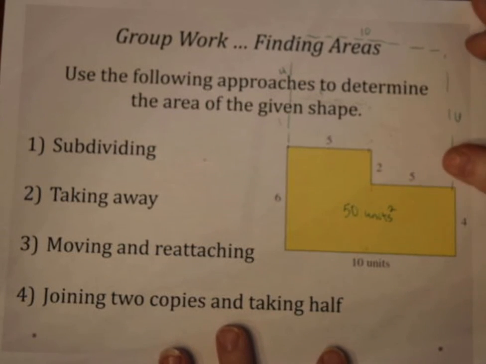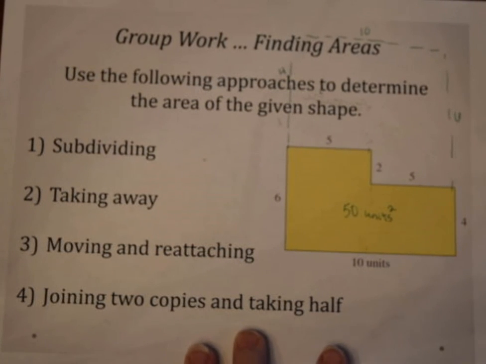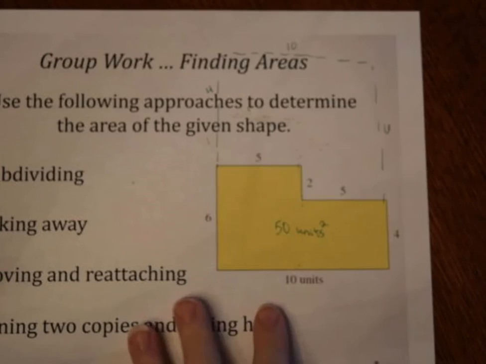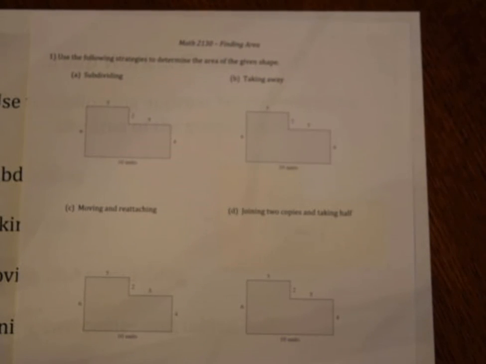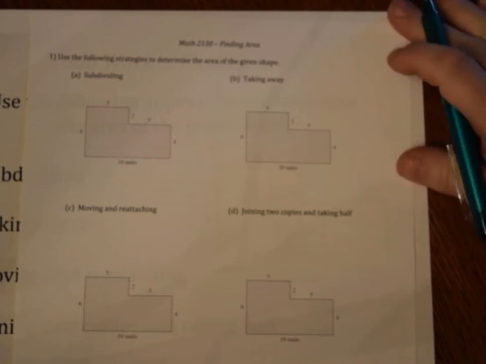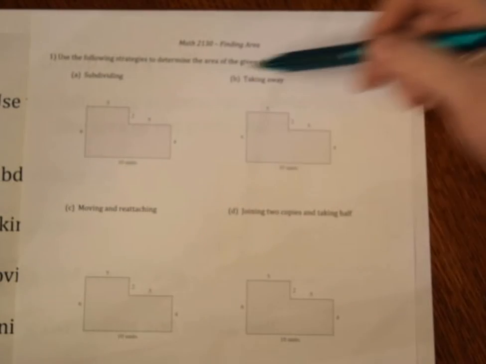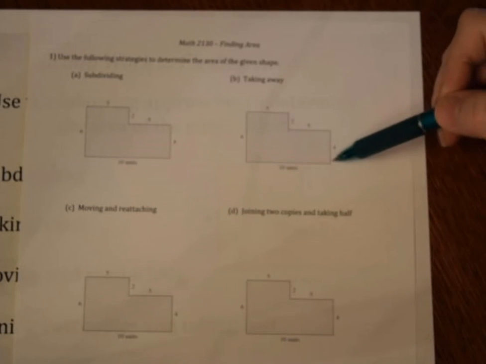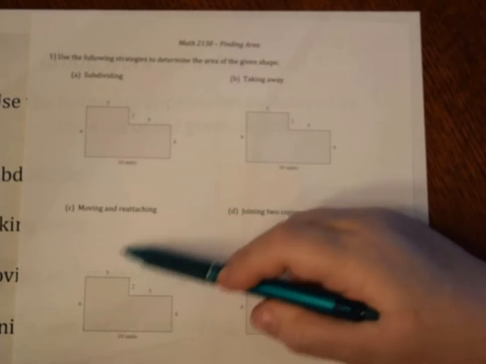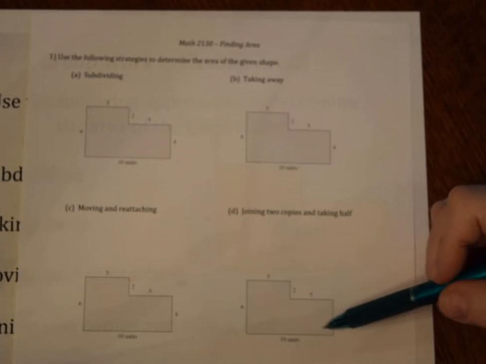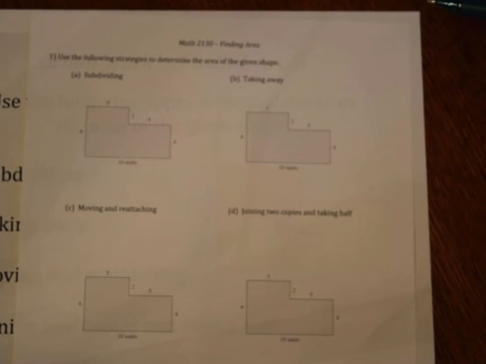Okay, so let's go on and take a look at the Finding Areas worksheet and see what you can do with subdividing it, finding the big rectangle and taking the little one away, the moving and reattaching, and also making 2 copies, which I just showed you. So go ahead and do that, and then come on back.